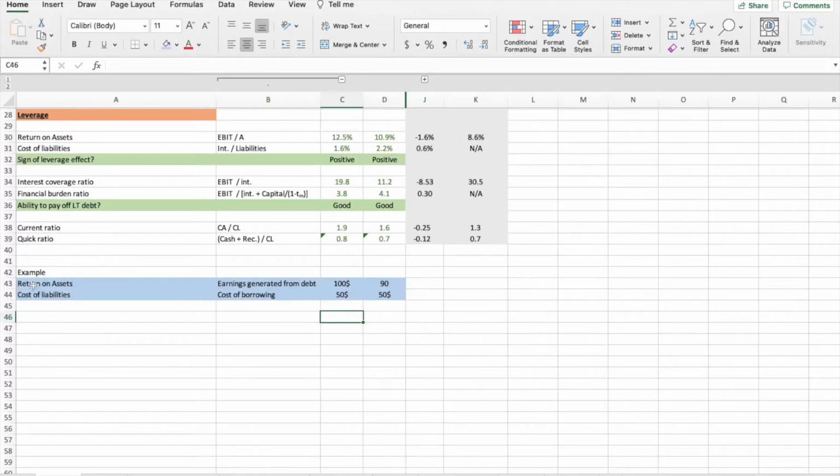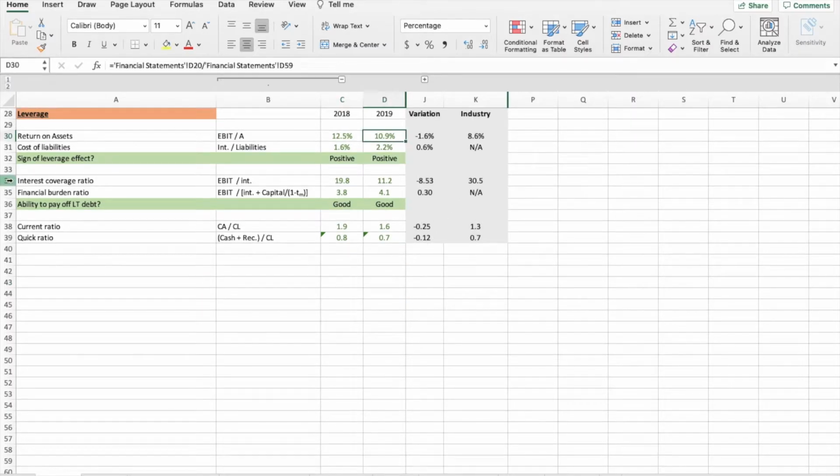Okay, let's take an example here. So the return on asset, which is like we said, the earnings generated from the debt, let's say that here it's $100 and the cost to borrow that debt is only $50. So we can see here that it's more favorable for the company to take on more debt.